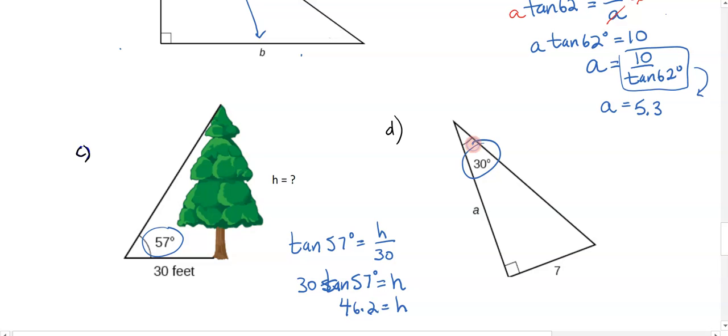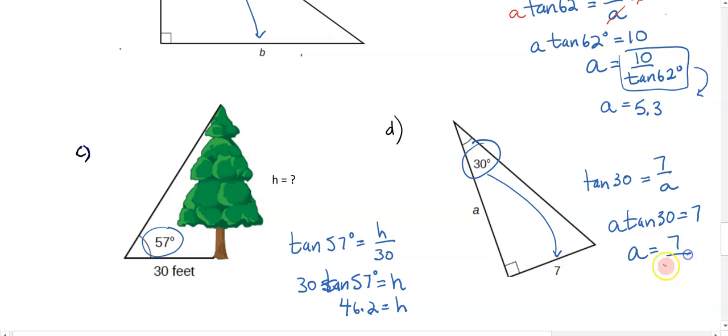And over here, 30 degrees. So the tan of 30 equals opposite, across from, over adjacent. A is on the bottom, so I multiply both sides by a. So I'm going to get a tan 30 equals 7. Now I'm going to divide both sides by tan 30. A equals 7 over tan 30. Okay, so I'm minimizing what I write, but it still makes sense. So 7 divided by tan 30. And I'm going to get a to equal 12.1 if it's to the nearest tenth.